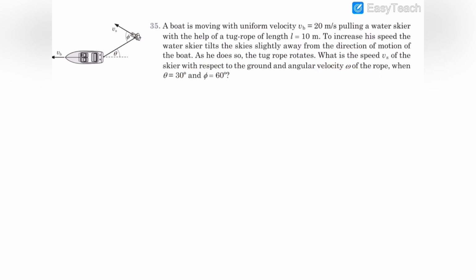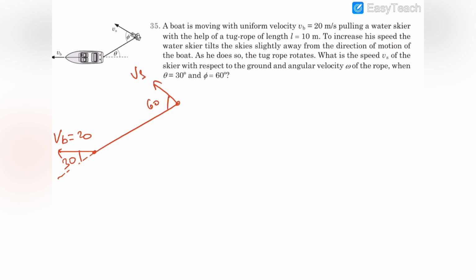Now let us draw this diagram. This is the rope and this point is moving with the velocity of Vb, which is 20. This angle is 30 and this skier is moving like that, Vs, and this angle is 60.